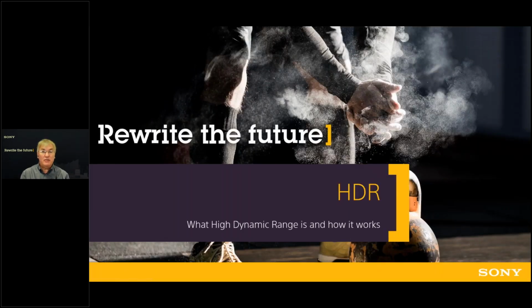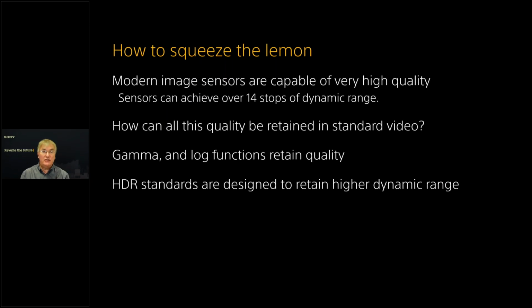So let's turn our attention back to high dynamic range. Sensors can produce at least 14 stops of dynamic range. The amount of data coming out of the sensor is extremely high. So we use a variety of gamma and log functions to squeeze this quality into a standard video signal without losing any of that wonderful dynamic range.